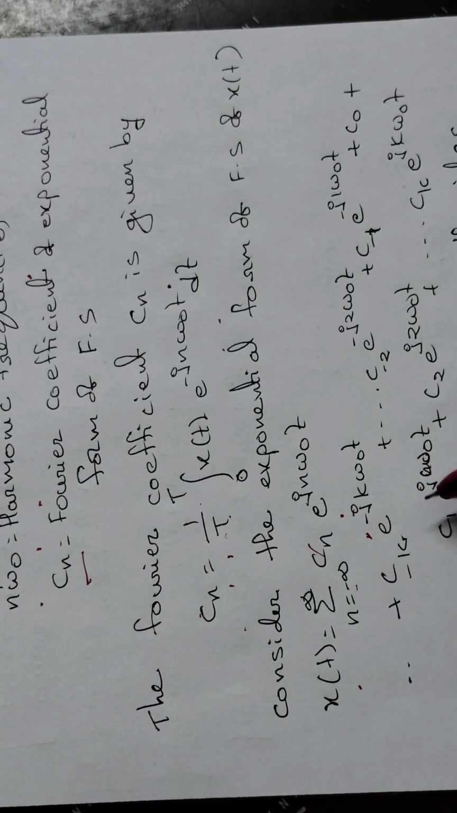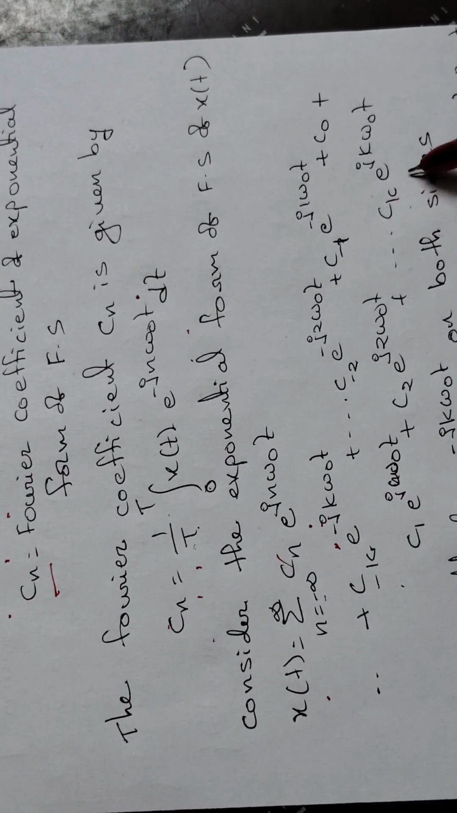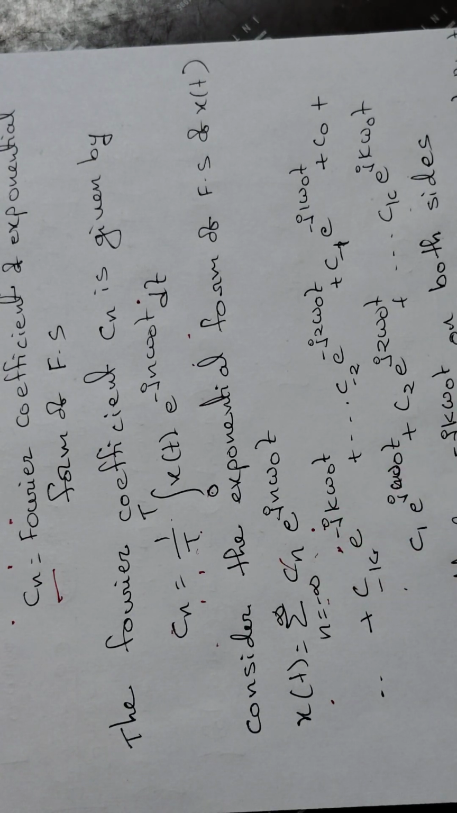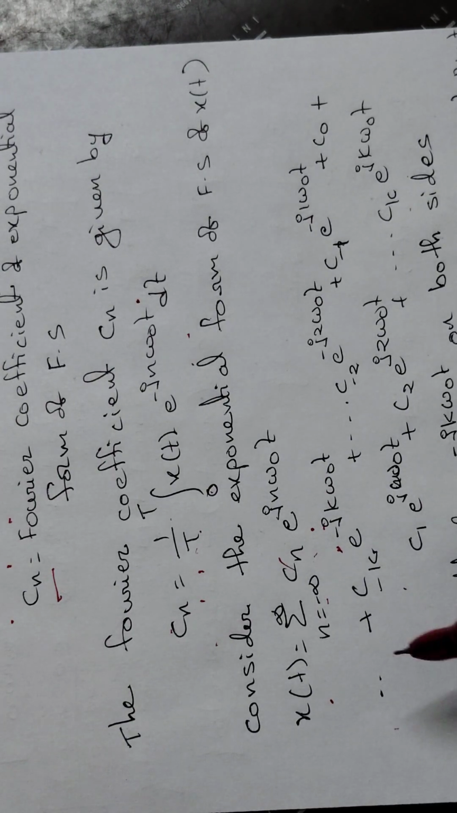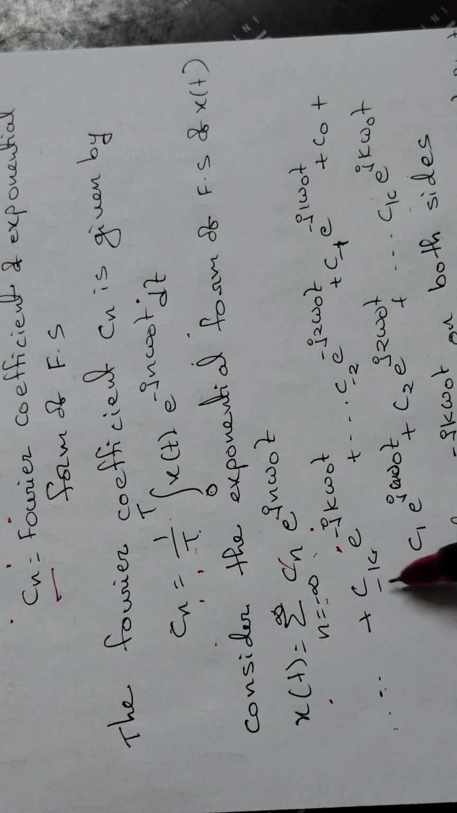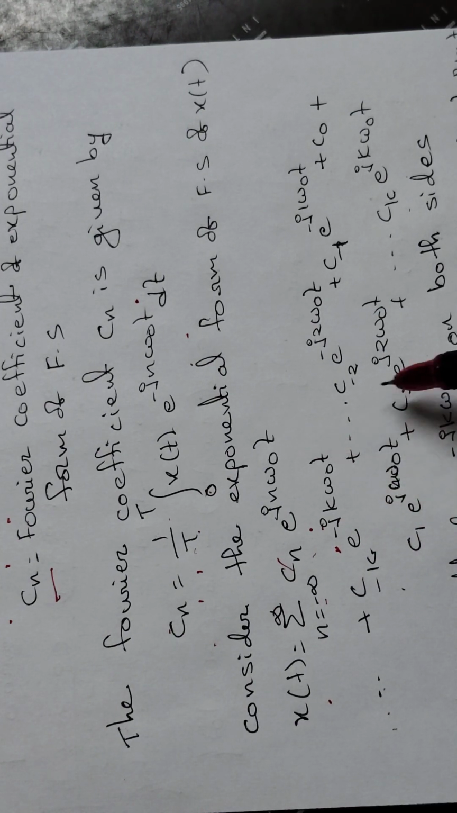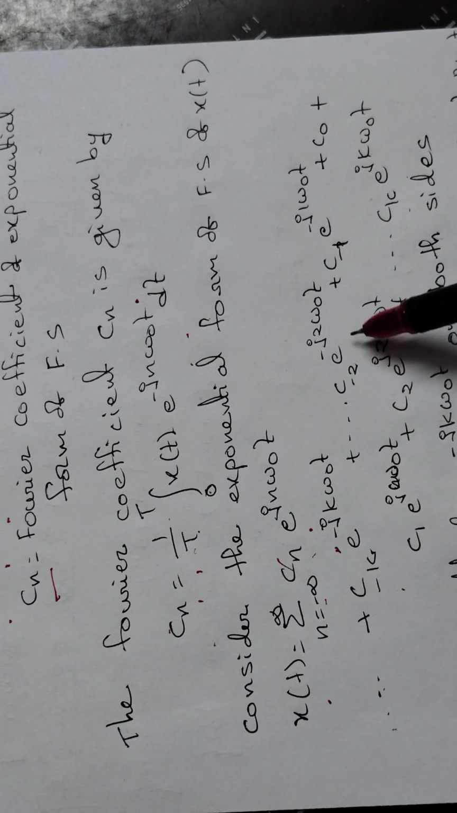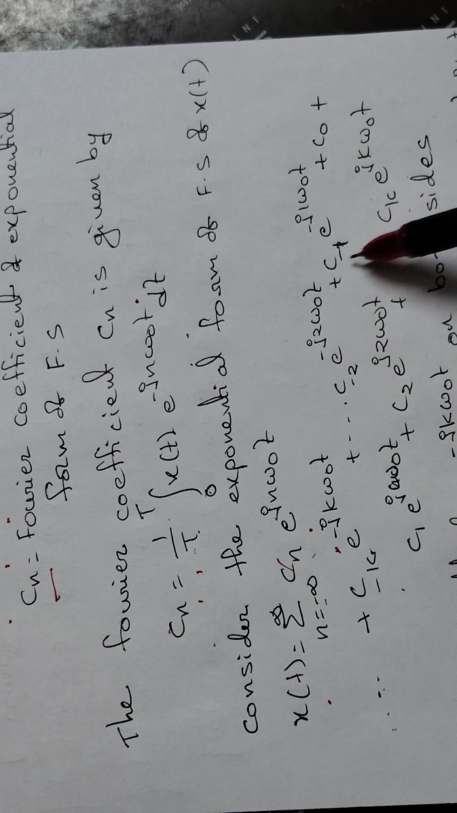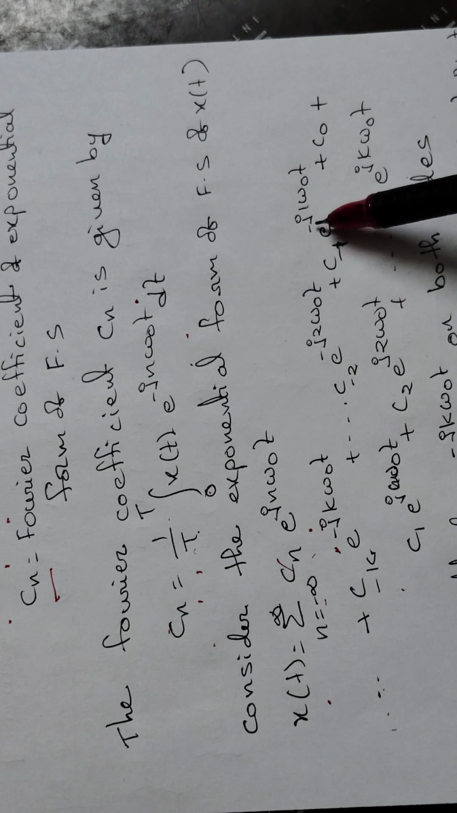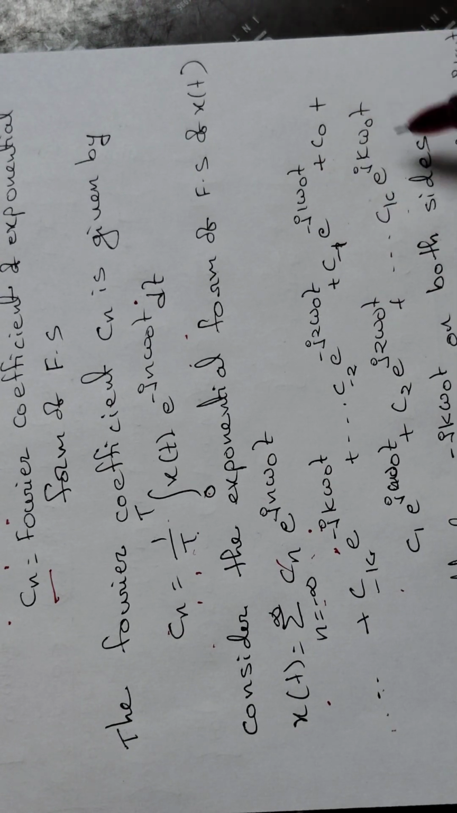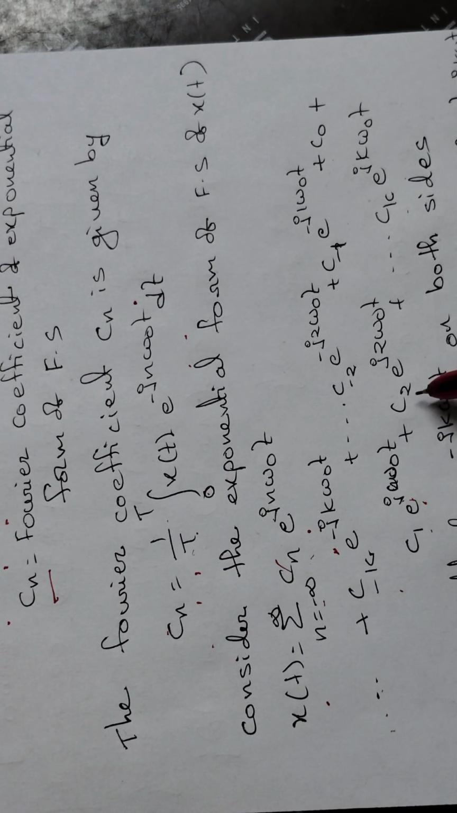The value starting from here, I am taking as minus k to k, that is, substitute negative values as well as positive values. Here I am taking minus infinity to infinity, so and so on, plus c_(-k) e^(-jk ω0 t) plus and so on, c_(-2) e^(-j2 ω0 t) plus and so on, plus c_(-1) e^(-j ω0 t) plus c_0 plus and so on, c_1 e^(j ω0 t) plus c_2 e^(j2 ω0 t) and so on, c_k e^(jk ω0 t).